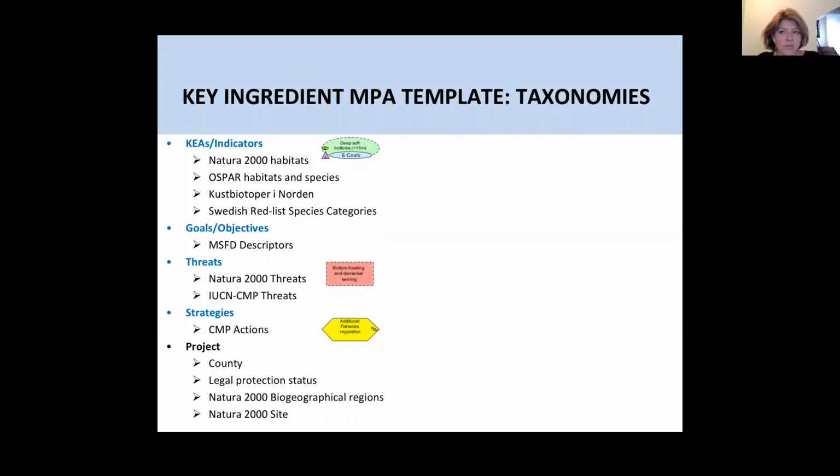I don't expect you to read all the text in this slide, but you can see a list of all the different taxonomies that we have tried to use. And I just want to highlight a few here. The taxonomies that we, for example, used in the description of key ecological attributes and indicators was the Natura 2000 habitats list, and sometimes also the species list.